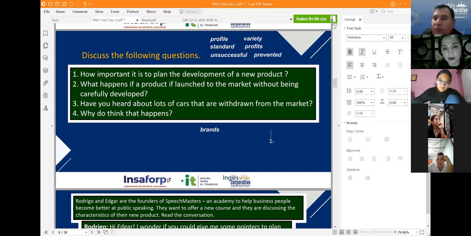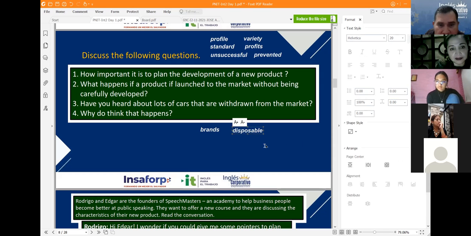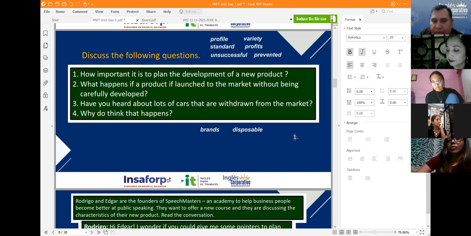But you know what cars are not good and what cars are good. So you stay away from cars that are disposable. Disposable cars that you buy, they break down and you throw them away. So they are disposable, right? They can't be fixed, so you get rid of them. Okay, excellent. So that is for question number three.